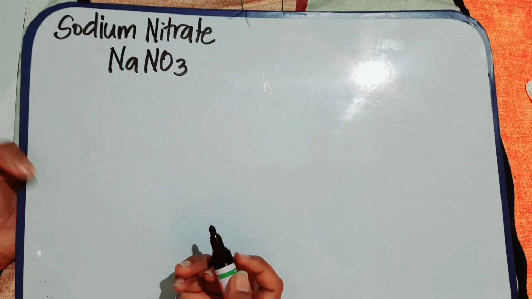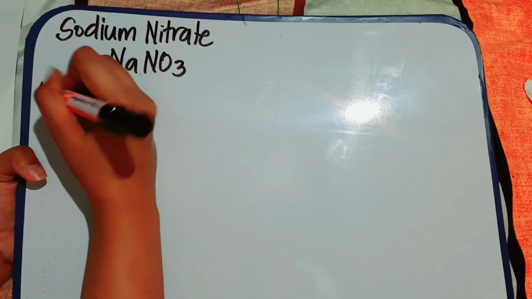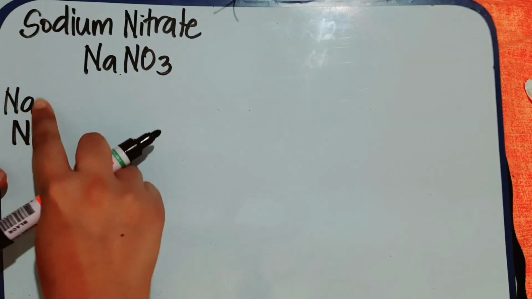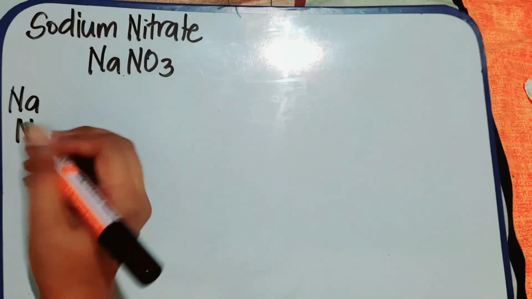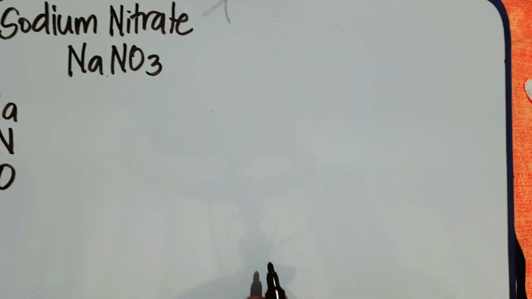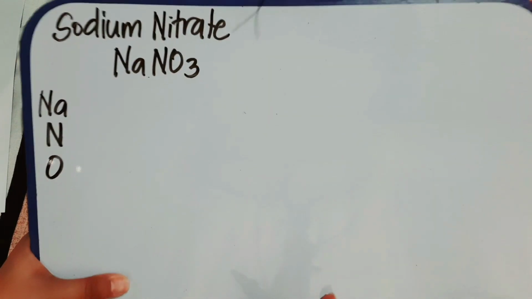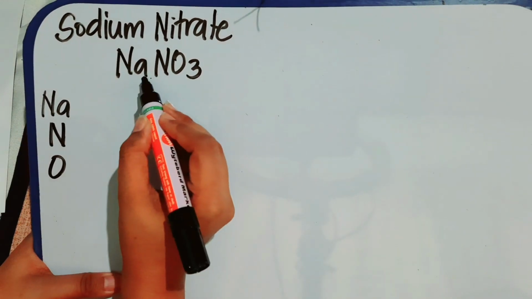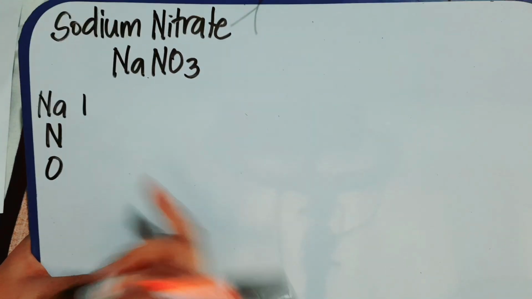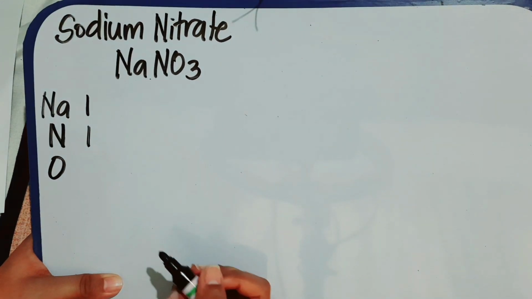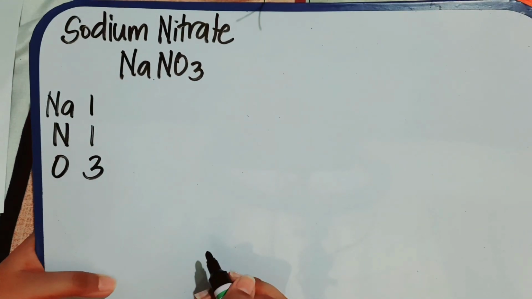Okay, so paano natin kukuhanin yan? So, sulat natin dito, ano ba yung mga element na meron sa sodium nitrate? We have the sodium, we have the nitrogen, and of course, we have the oxygen. So, bilangin natin yung mole of each element dito sa compound na sodium nitrate. Sodium, so may isa. Nitrogen, meron ulit isa. At oxygen, meron tayong 3 mole.